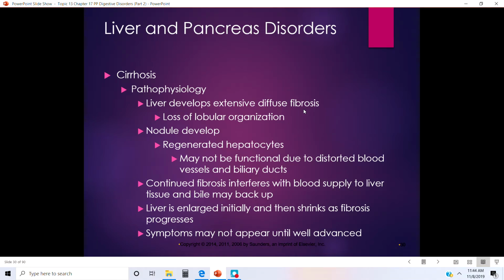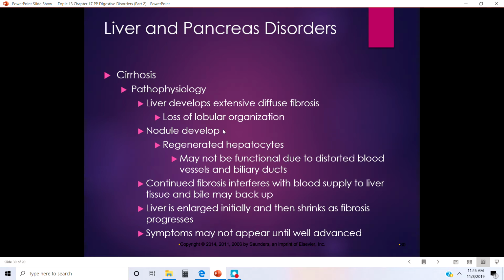But with the fibrosis, the lobules become disorganized, right? So we start to lose their normal organization. Over time, the hepatocytes, the liver cells, they try to regenerate. The liver has the ability to regenerate, but they may not be really functional anymore because as the fibrosis occurs, the blood vessels in the liver become distorted, the bile ducts inside the liver become distorted, and that impedes the hepatocytes' ability to do their normal job.